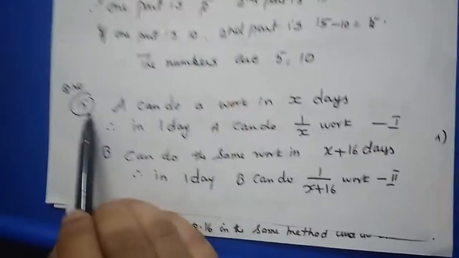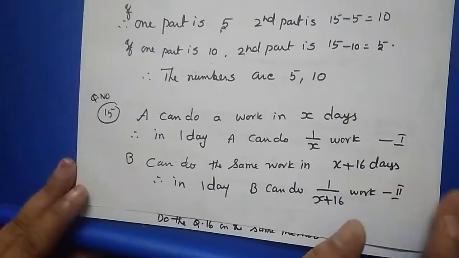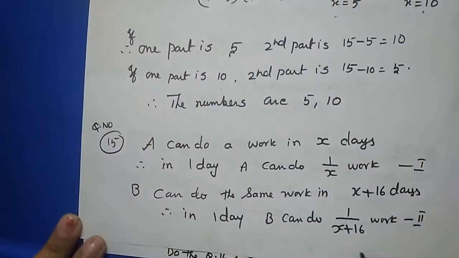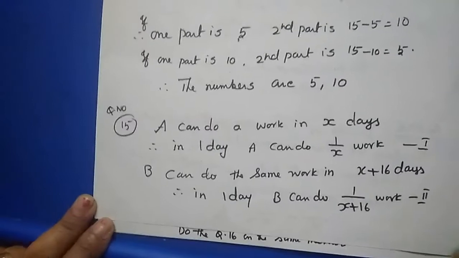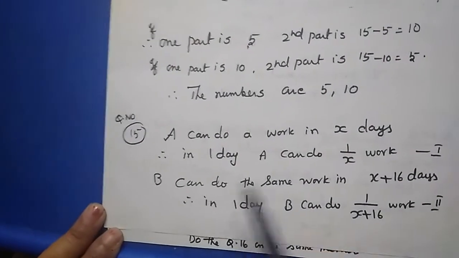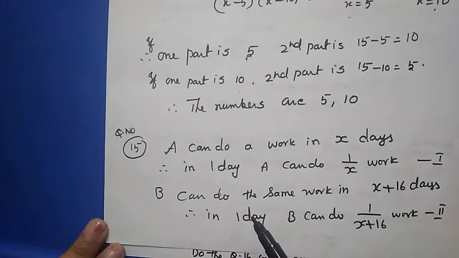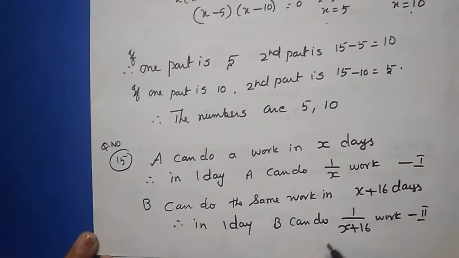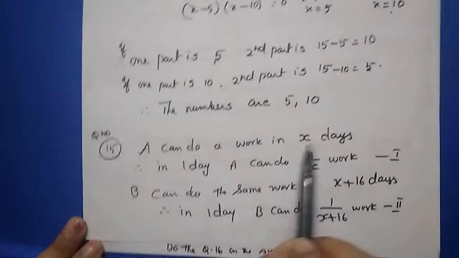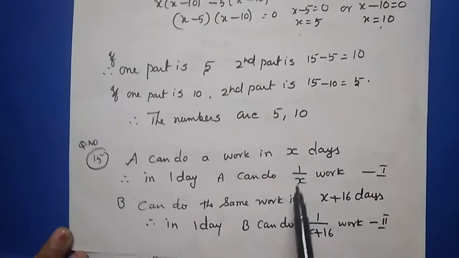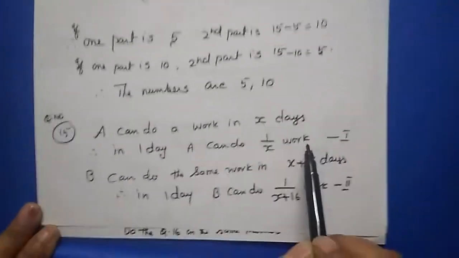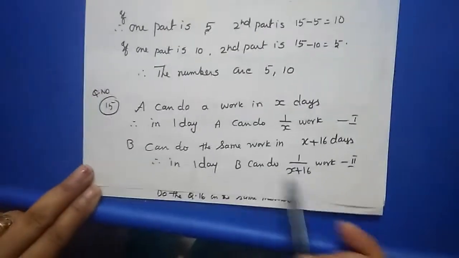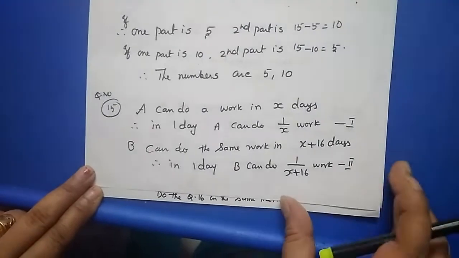Come to question number 15 of the same exercise. A can do a work in x days and B can do it in x plus 16 days. When this kind of question comes, you immediately have to find how much work A can do in one day and how much work B can do in one day. A can do the work in x days, so in one day he will do 1 by x part of the work. Similarly, B can do the work in x plus 16 days, so in one day 1 by x plus 16 of the work.